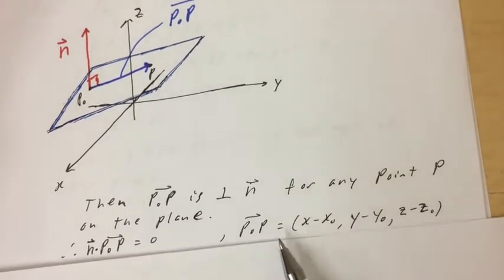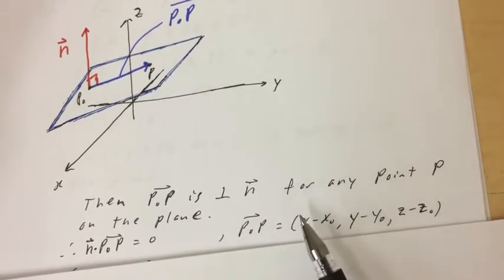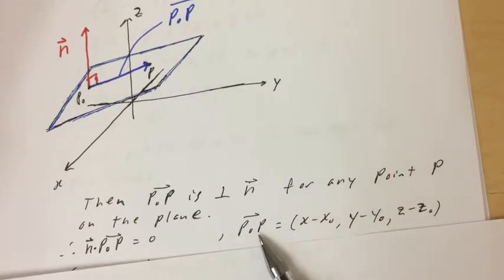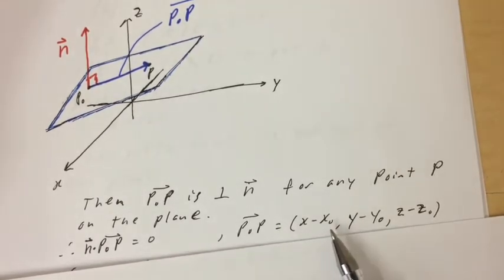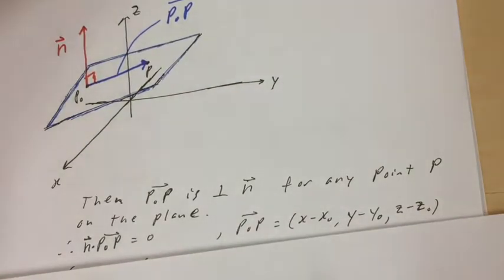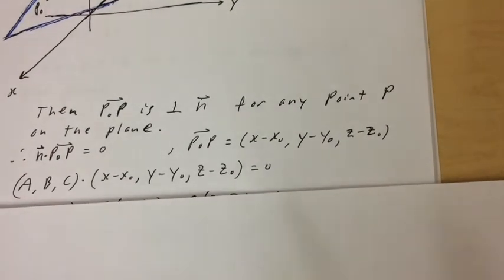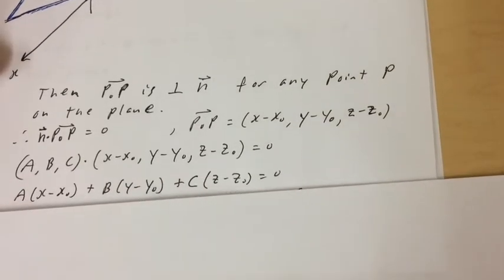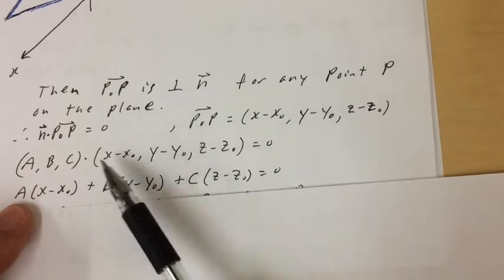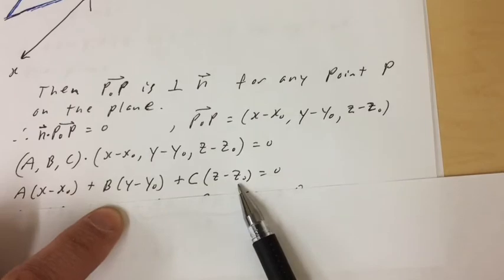P naught P, if you recall, is the vector x minus x naught, y minus y naught, z minus z naught, just by taking the coordinates of the points. So P naught P is OP minus OP naught, the coordinates of point P minus the coordinates of point P naught. When we plug that into the dot product, we get this nice expression here. We multiply that all out, and we get this one: A times the x coordinate, B times the y coordinate, and C times the z coordinate.